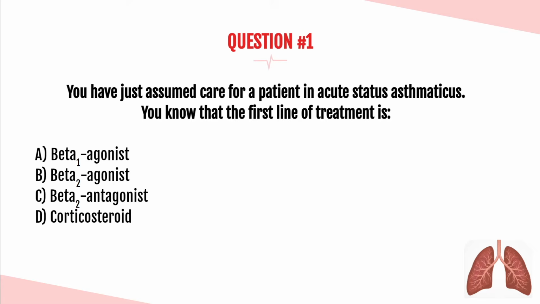And the answer here is B, a beta-2 agonist. So remember, 1 heart and 2 lungs. So we want to stimulate the beta-2 receptors, which open up those airway smooth muscles. So we're going to give beta-2 agonists as our first line treatment. What's an example of a beta-2 agonist? Bronchodilators, such as albuterol.